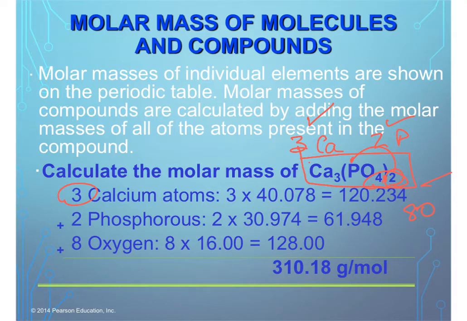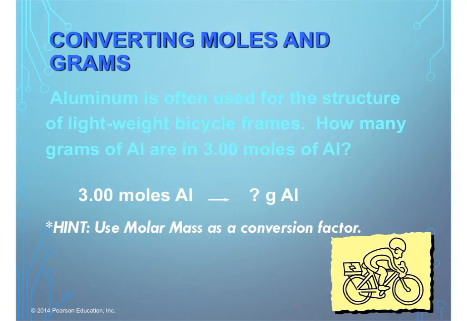To find the molar mass of calcium phosphate, you're literally going to just add the individual masses of each atom that's in that formula. So 3 calcium atoms, look at the periodic table, the mass for calcium, 40.078, and do the same for all of the atoms in a compound, and then add them together. So we would say the molar mass of calcium phosphate is 310.18 grams per mole. Notice its units, grams per mole. That's how many grams are in 1 mole of calcium phosphate. This is what we're going to use as a conversion factor.